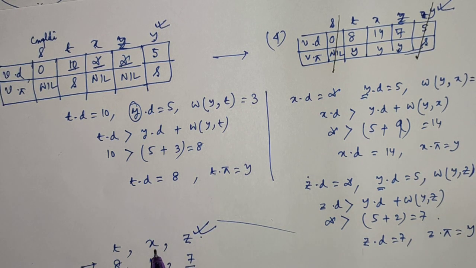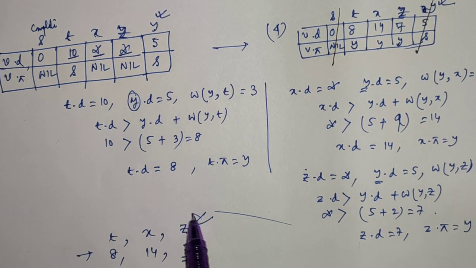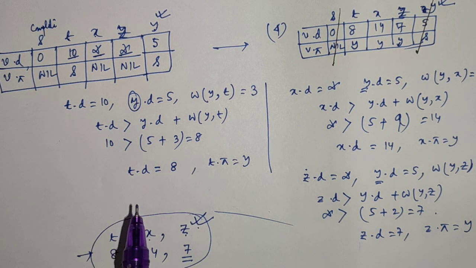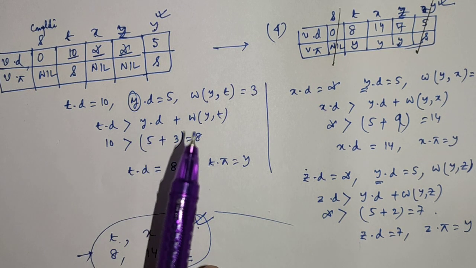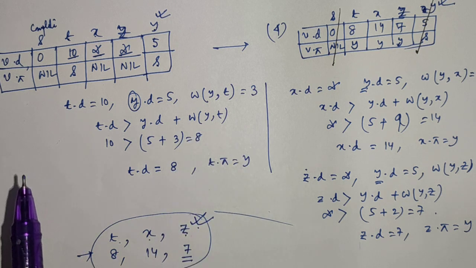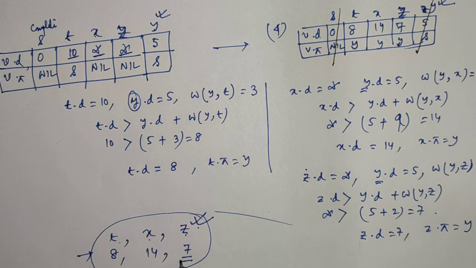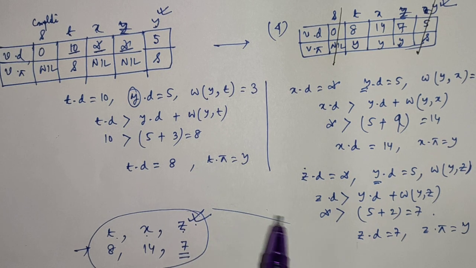And what are the remaining vertices including z? The remaining vertices are t, x and z. Why am I not considering s and y? Because s completes its execution, y finishes its execution, so you cannot call s and y back. So among these 3, identify the vertex having minimum d value. Okay, here it is z. So now you have to explore z.